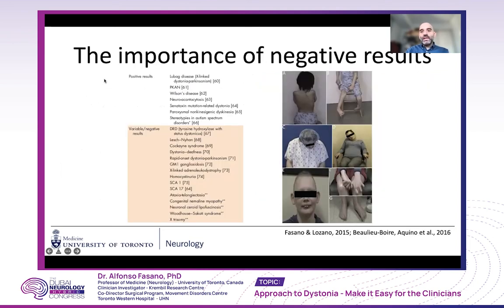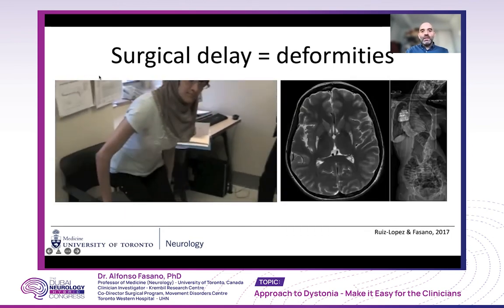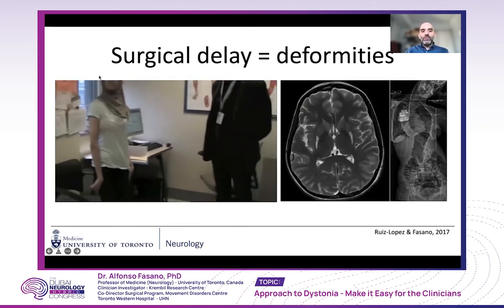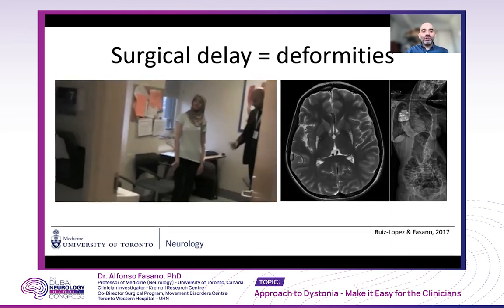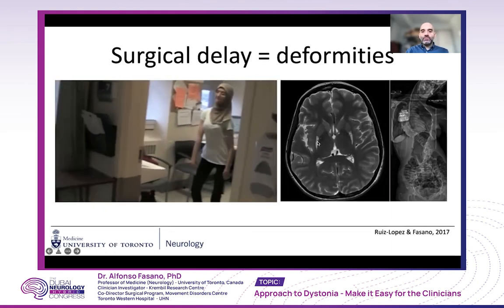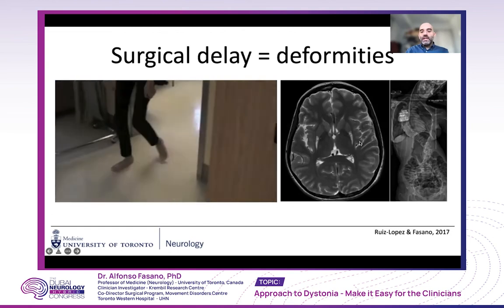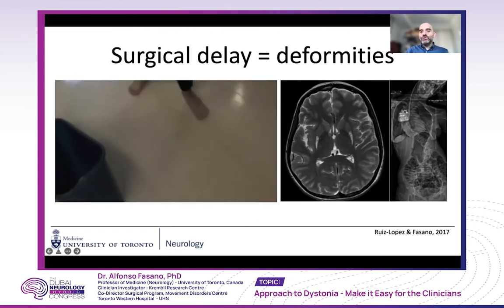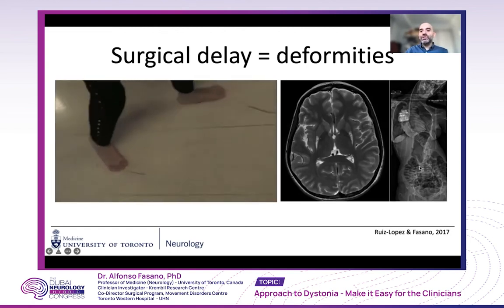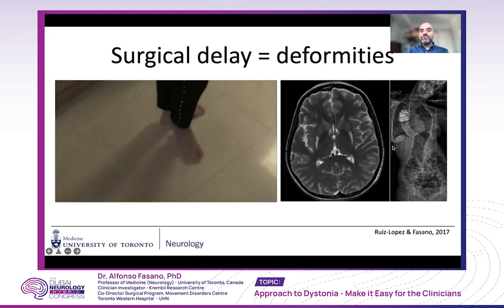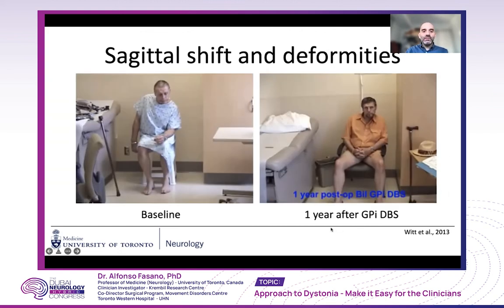But it's also important to look at negative trials. These are examples of conditions where DBS is being used for dystonia with not so good effect. So it's important to remember that not all the dystonias improve the same way. And usually surgical delay is a problem. This is a patient with mitochondrial dystonia, as you can see here from the striatal necrosis. And you can see also the degree of scoliosis that this patient developed over the years. And in spite of DBS, obviously, the trunk is not getting any better.